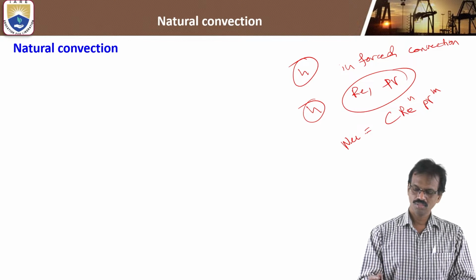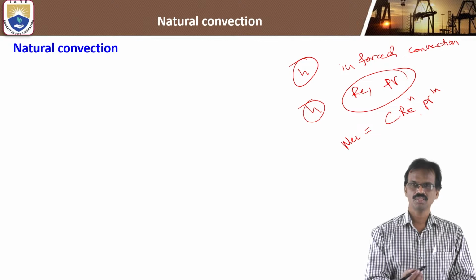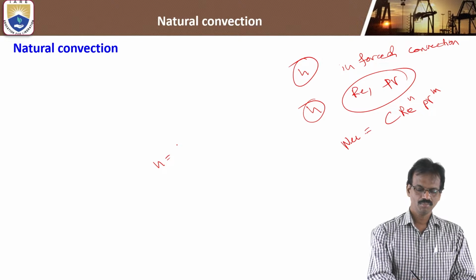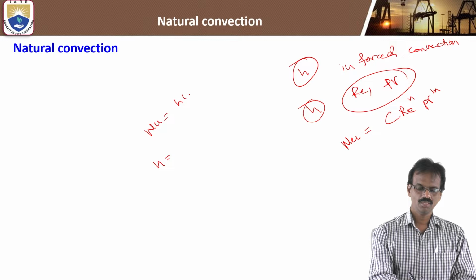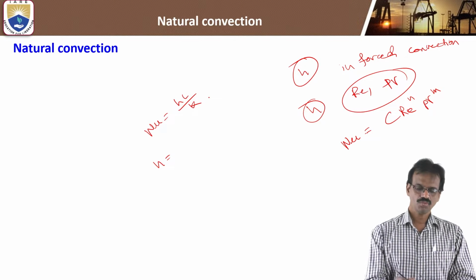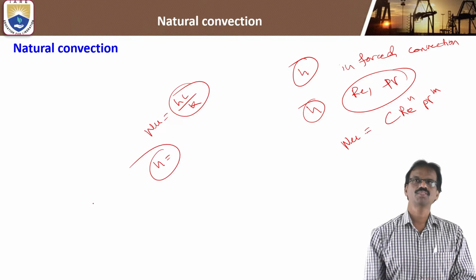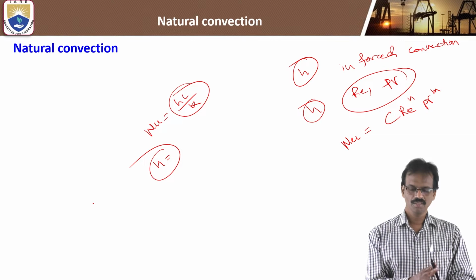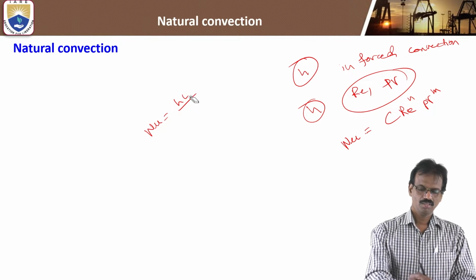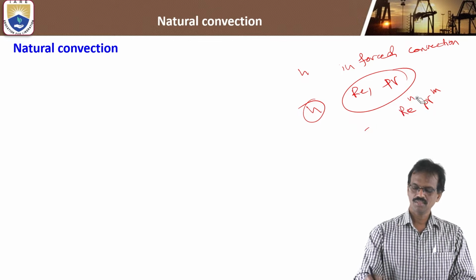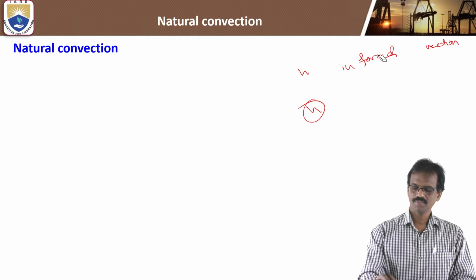So you know the Nusselt formula. Then by using the Nusselt formula, you can find the H value, because Nusselt number is equal to HL by K. So by using this formula, you can find out the H value. This is the process we already discussed in previous classes.